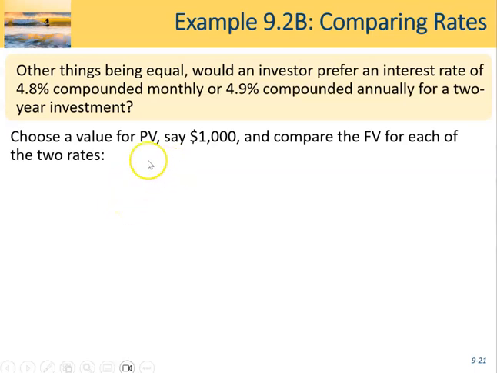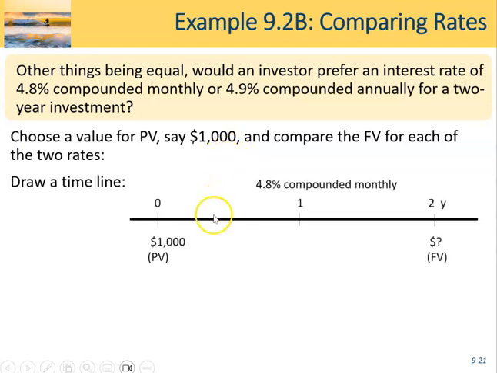Okay, so because they're not giving us a value, we can pick anything. So let's say it's $1,000. It could be 10,000. It could be 100,000. It'll both work out the same. Which one is going to give you the best option, no matter what the amount is.